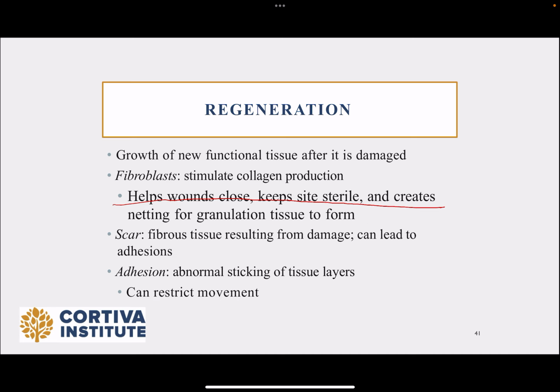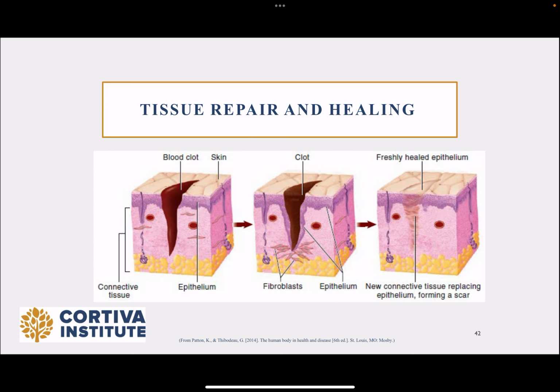Now, a scar is fibrous tissue resulting from the damage, right? And it can lead to things like adhesions. An adhesion, of course, is an abnormal sticking of tissue layers, and that can restrict movement. As massage therapists, we can actually help people out in that regard, right? We can help massage certain types of scar tissues and adhesions to help return movement when there was restrictive movement.